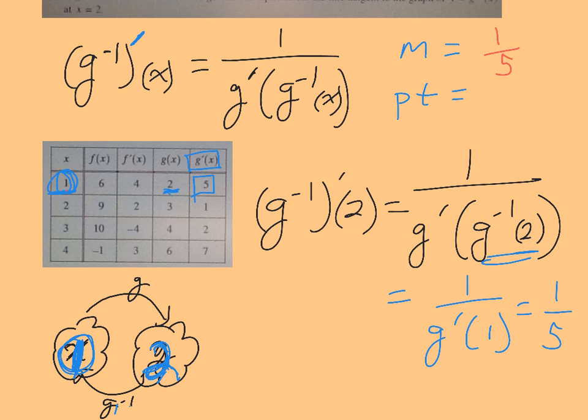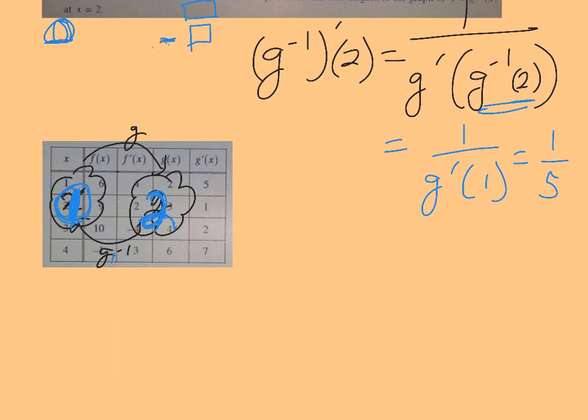What is the point? Well, the point is what we had here. We put in 2 and we got 1. That's the point that is on the inverse function. 2 and 1. When I put in 2, I got 1. That's the one that is on g inverse. So I have my slope and my point. Let's go ahead and find the equation.